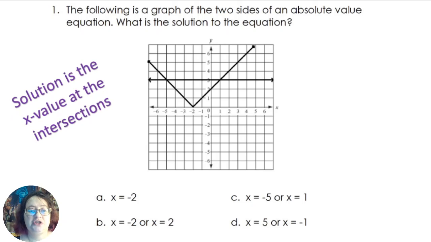So our solution is the x value at the intersection of these two lines. So I'm going to look for those intersection points. I have one here at -5, 3, and another over here at 1, 3. So my solutions are the x values, 5 and 1, or excuse me, -5 and 1. So I'm looking at -5 or 1, answer choice C.